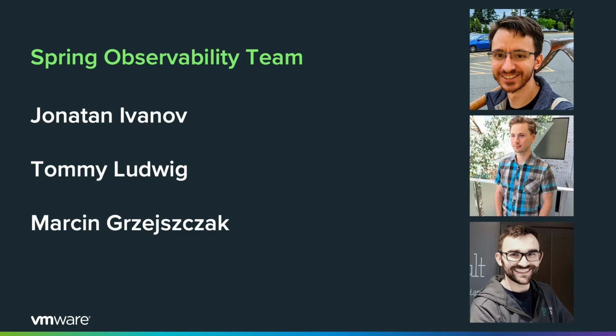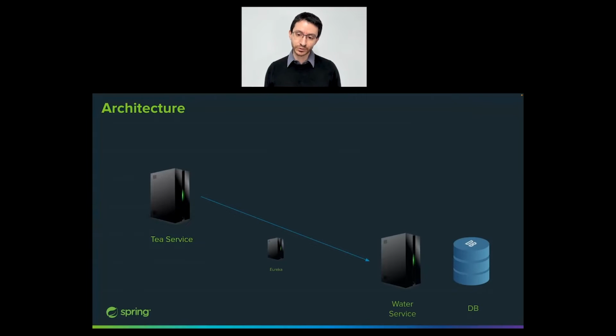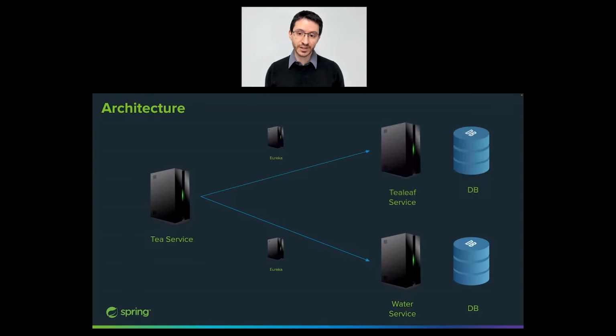Hi everyone. Let me demo you an application, or actually 3 applications. One of them is called T-Service, which is in front of the others, and the other 2 are called Water Service and T-Leaf Service. T-Leaf Service and Water Service have their own databases. So that is basically our architecture, except you also have Eureka for service registry and discovery, so that these services can register themselves. And that means that you will also know what is running and when.